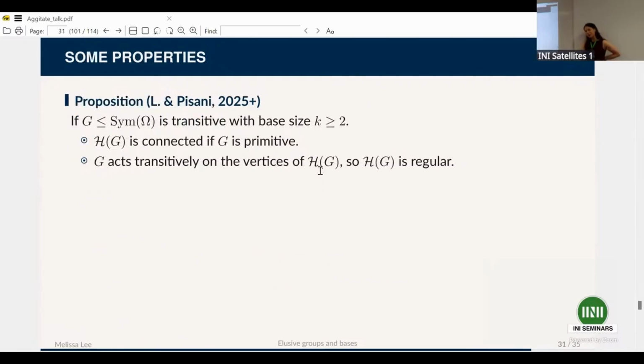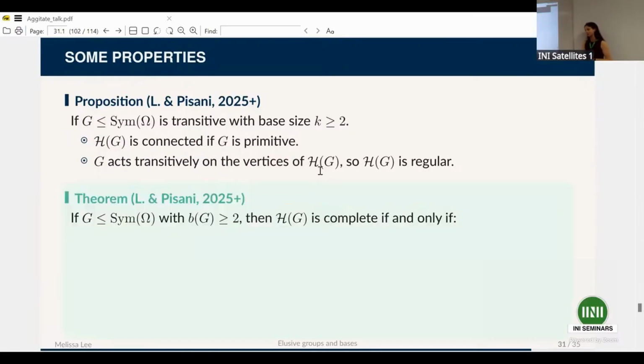And here as well, we have the really nice property that we have a lot of the properties of this original Saxon graph still holding in this context. So we have that the hypergraph is connected if the group is primitive, and we also have this transitive action of the group, and so we have regularity. But the completeness question becomes a bit more complicated now.